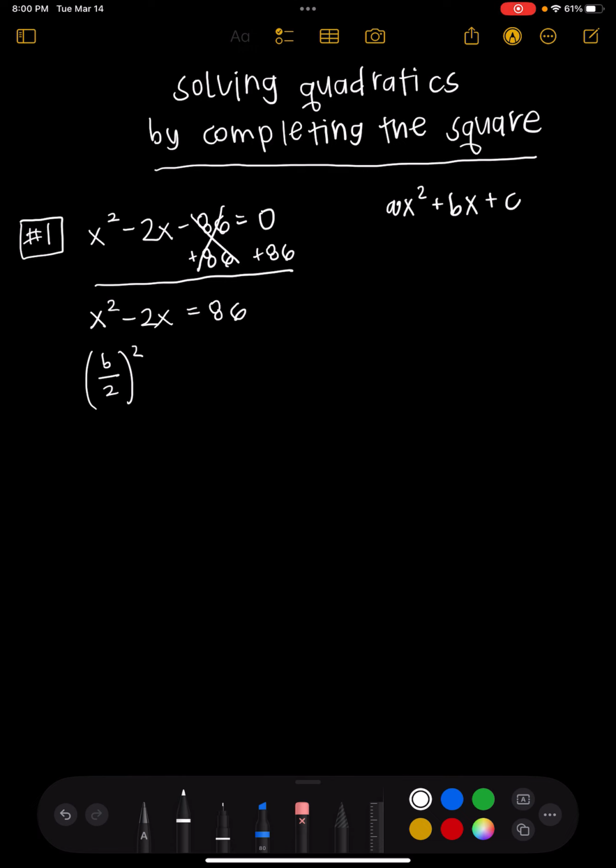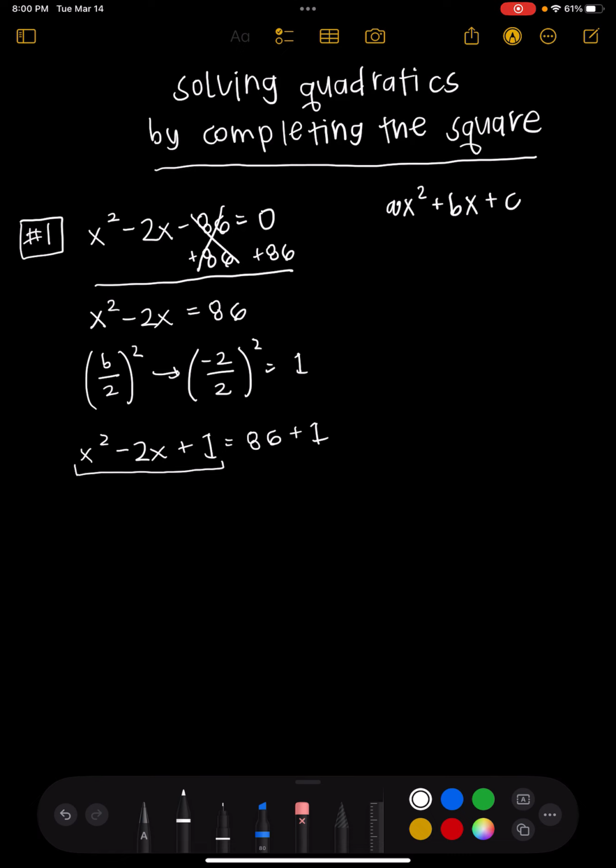So in this case it's a negative 2, which makes me write negative 2 over 2 squared. I can plug that into a calculator and it's going to give me 1. So this is an important number. What I'm going to do with it is add it to both sides. The reason why I add it to both sides is because what I do to one side, I have to do to the other side. So I have to add 1 to both sides. But the reason why I choose to add 1 there is because now this left side is what we call a perfect square.